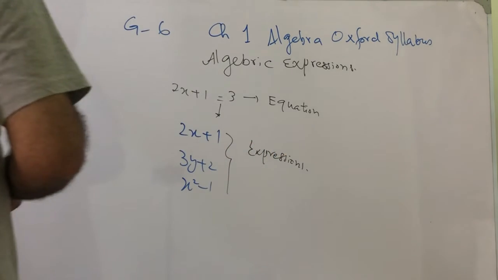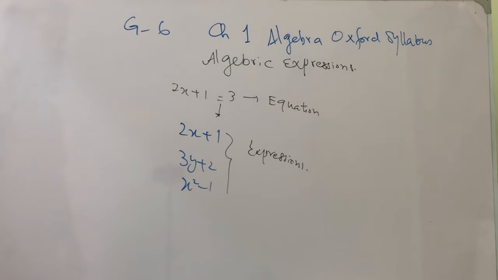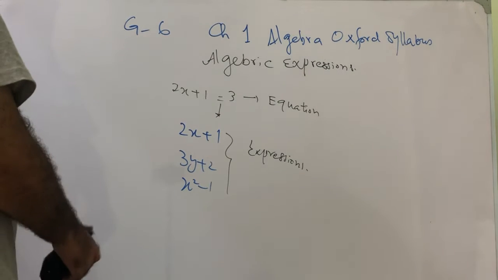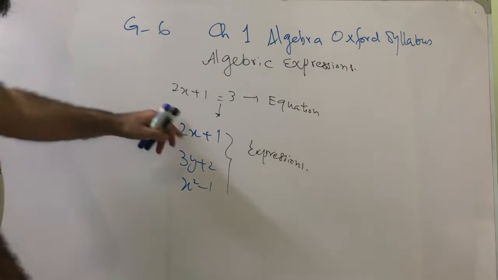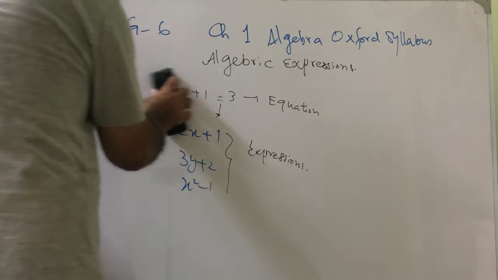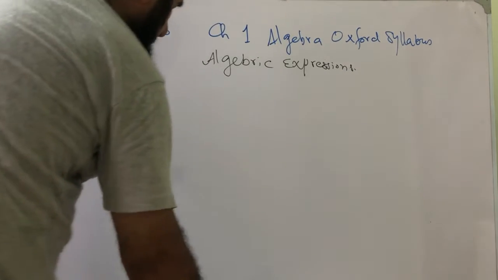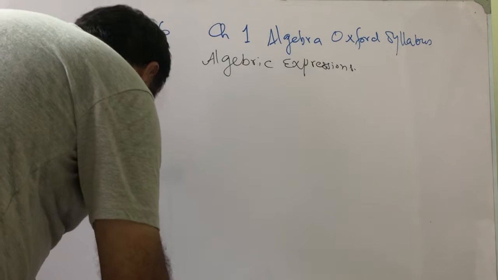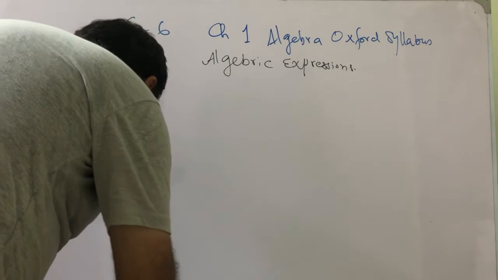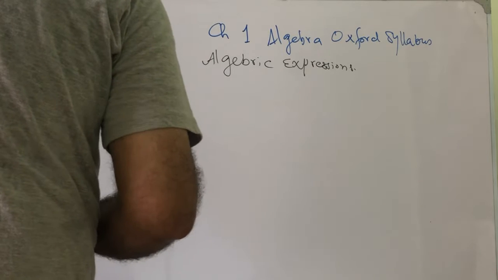So this is the difference between equation and expression, that in the question you will clearly find out that in an equation the equal sign is given already in the statement, but if this equal sign is absent like this, you will name it as an expression. So this is a basic difference between equation and expression.